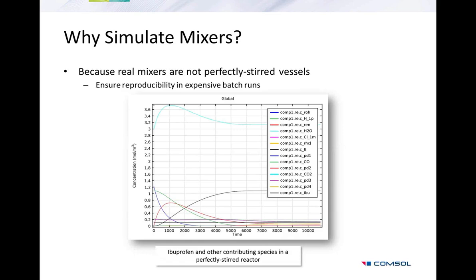A lot of mixture and chemical reaction simulations are done assuming the world is as predictable as you would see in a nice, clean laboratory. You're just simulating the kinetics, assuming the conditions of a perfectly stirred reactor, like in this production of ibuprofen. Here we can see the steady state being reached after a certain amount of time. But is this really the reality of a mixer?